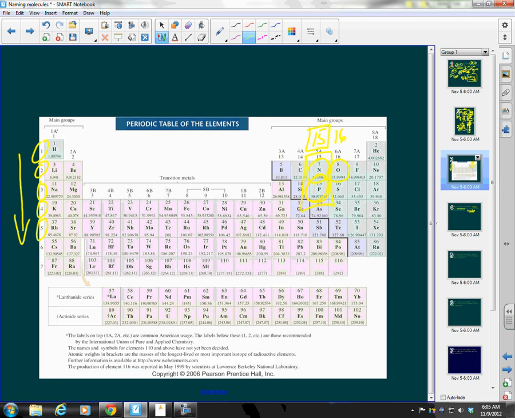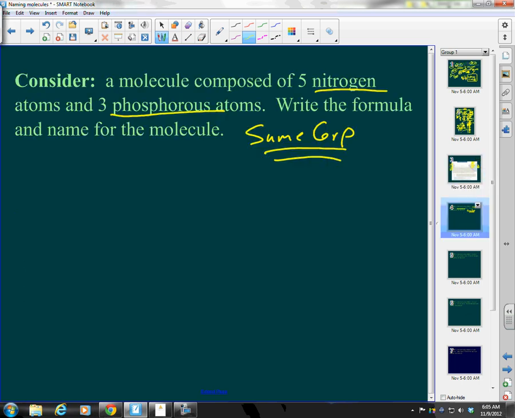Well, it looks to me like phosphorus is in period 3 and nitrogen is in period 2. Which is the higher period? Well, 3 is the higher period. So that means I'm going to put my phosphorus first, followed by my nitrogen second. I have 3 atoms of phosphorus. I have 5 atoms of nitrogen. Good. What do I do with my first element? I'm going to give it a prefix if it's anything but 1.